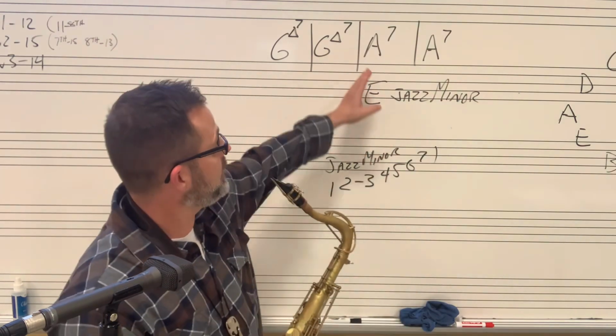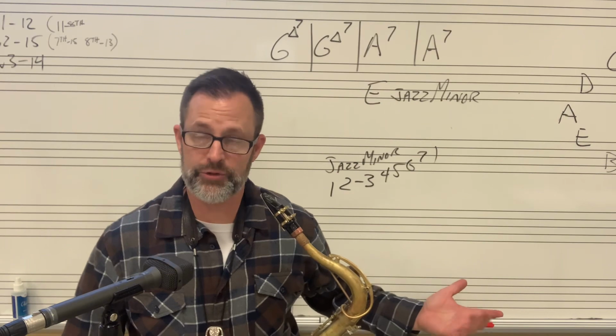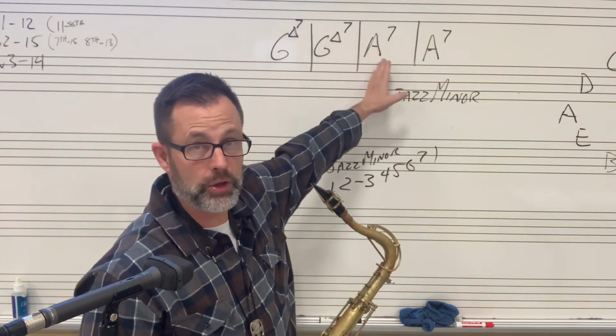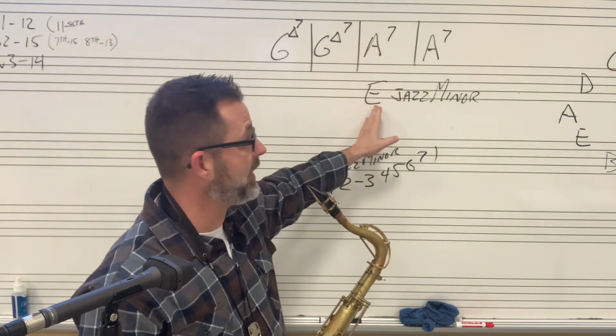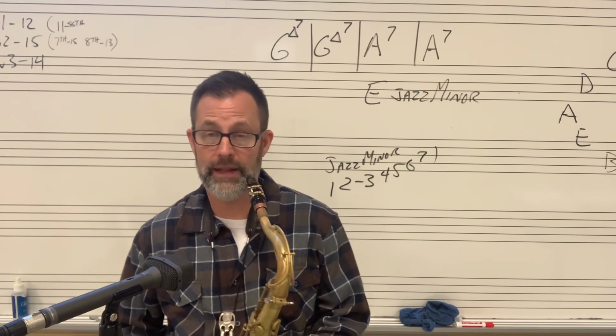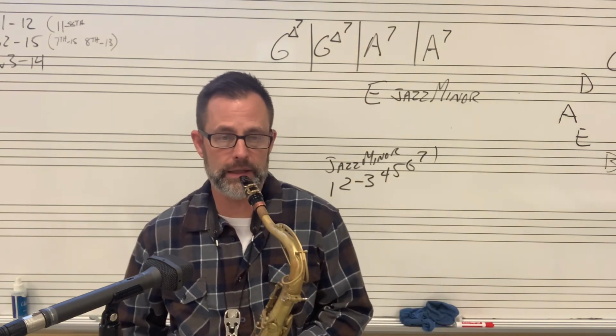So on this one, the A7, if I'm going to use the same formula, I'm going to go up, because it has a natural 9, it's a dominant chord with a natural 9, I'm going to go up to the 5th degree of A, which is E, and use that jazz minor. So here's a little bit of the melody, and then I'll play a little bit of improvisation on the A section so you can hear the idea.